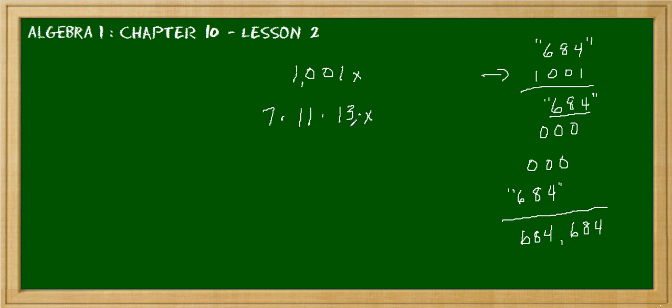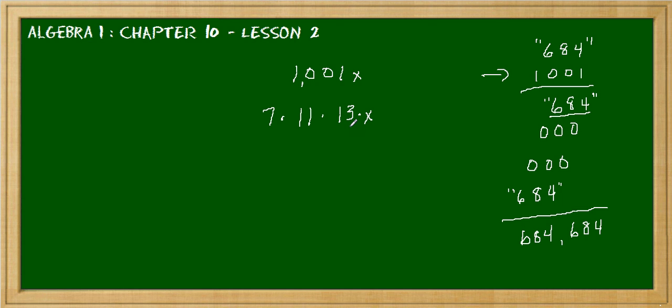Now, the numbers 7, 11, and 13 are factors of the monomial 1001x because they are factors of its coefficient. Okay, we know the coefficient is 1001, and those are the factors, 7, 11, and 13. Okay, now we can take a look down here. It says the other factors are 1 and 1001.